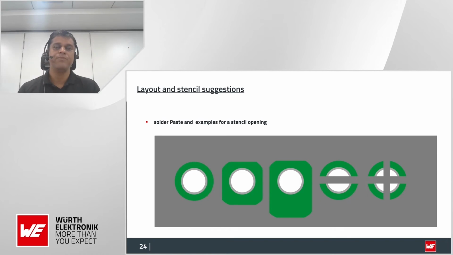If you look at this picture, you can see there are 5 different THR hole openings. The first one is a typical THR opening. The third one is for when the customer wants more solder paste, then you have to go for a bigger solder pad. The fourth one is for when the customer wants a bigger hole, so it has to be designed like this, so that when you apply the solder paste, it does not fall from the bottom of the PCB. That's the reason we advise this kind of design.